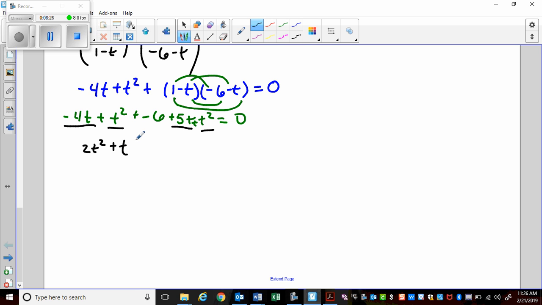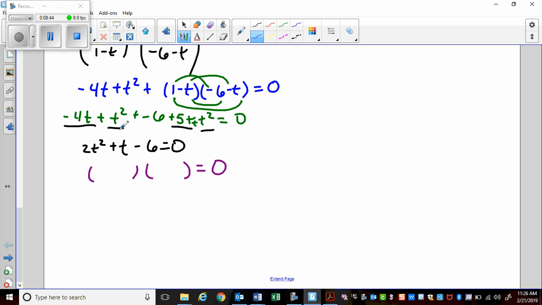And I have minus 6. I don't see any other numbers, so just minus 6 equals 0. This has to equal 0. So this is the quadratic. You can solve this by factoring, or you can use the quadratic formula, but you cannot solve by moving that 6 over, right? We have to factor it.